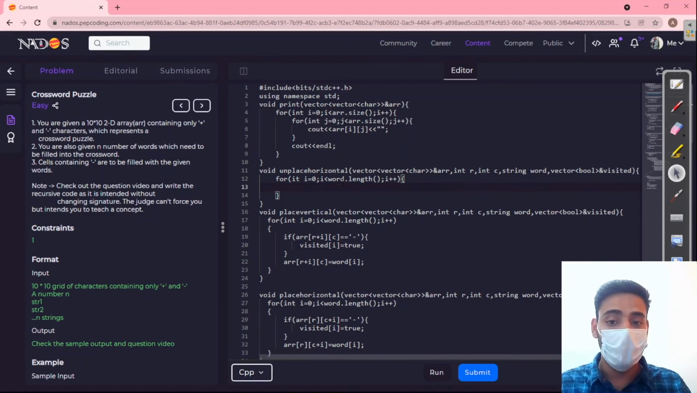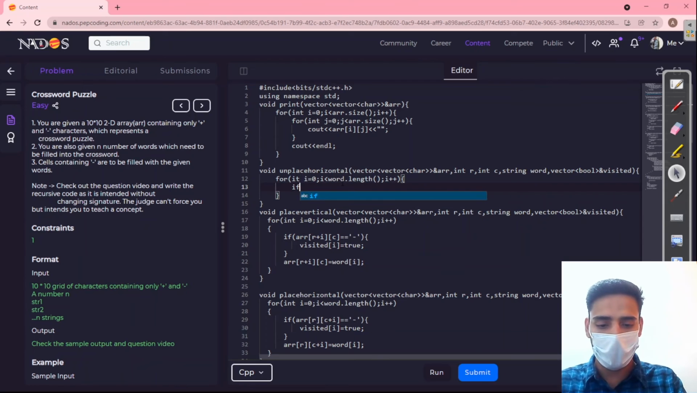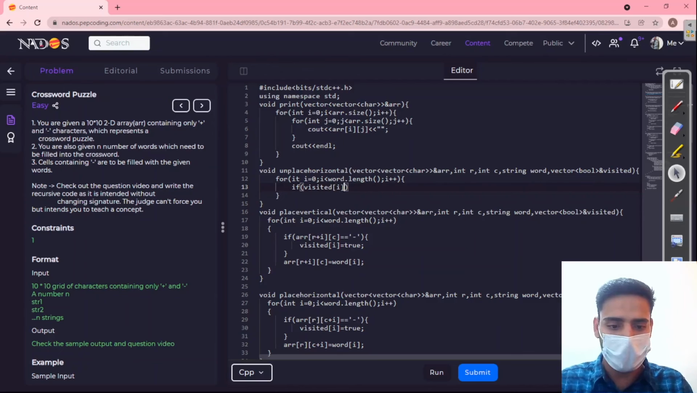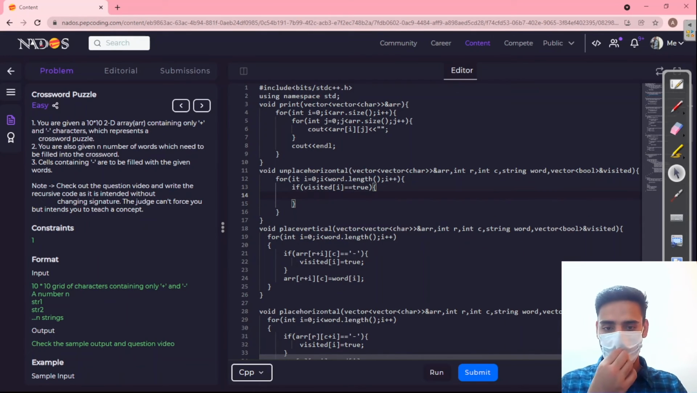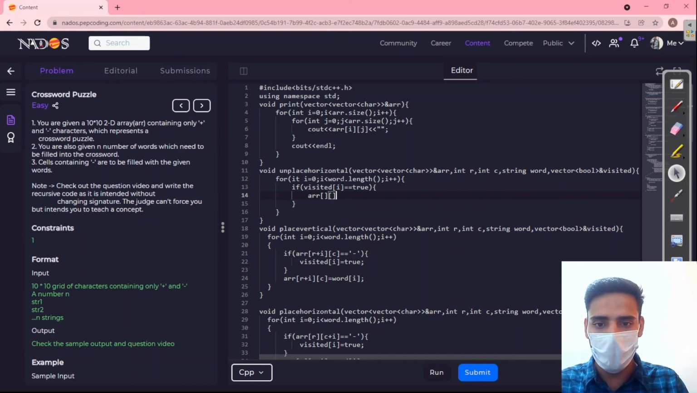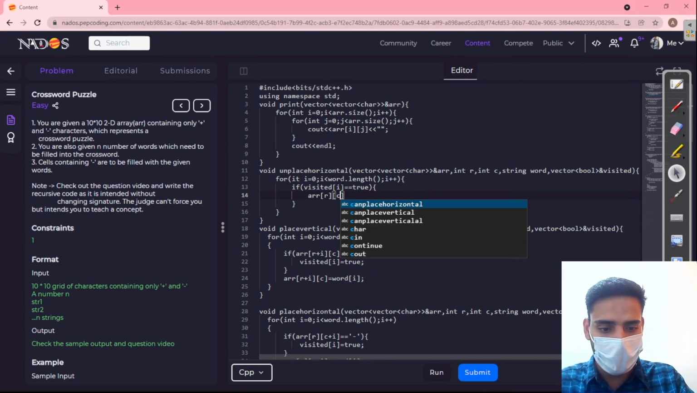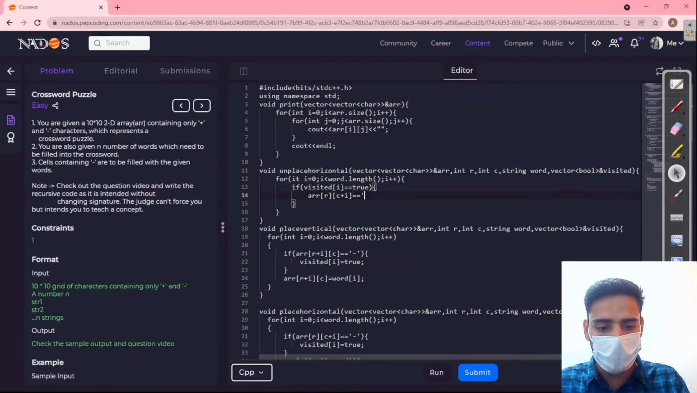Now what we have to do? First of all, we will check whether the word was placed by ourselves or not. So if visited[i] is equal to true, it means the word is used by ourselves. So now arr[r][c+i] will be equal to minus, right? This is done. This is all about this code only, right? Do you see? That much easy.